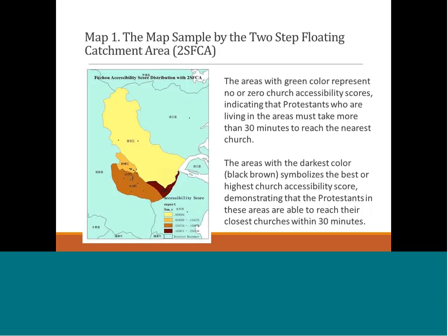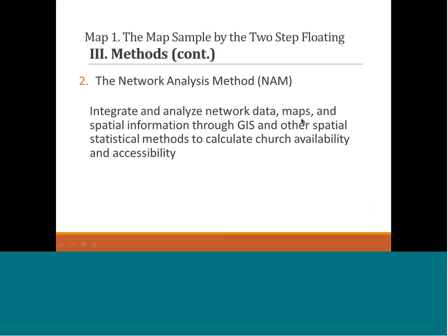So basically, yellow, brown, or dark brown all mean what? No shortage of churches, because Protestants living in this area take less than 30 minutes to reach their nearest church. Those living in the blue area are in a church shortage area, because residents or Protestants must drive more than 30 minutes one-way to reach their nearest church. That's the basic point of the 2-step method.